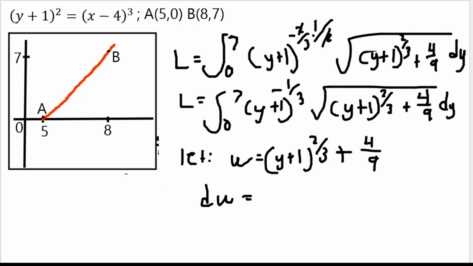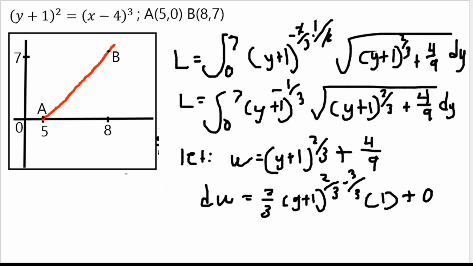Now let's take the derivative of this. Just using the chain rule, we get 2/3 (y + 1)^(2/3 - 3/3). And then we take the derivative of the inside function, which becomes 1, and the derivative of the constant is just 0. So we got du equals 2/3 (y + 1)^(-1/3) dy.